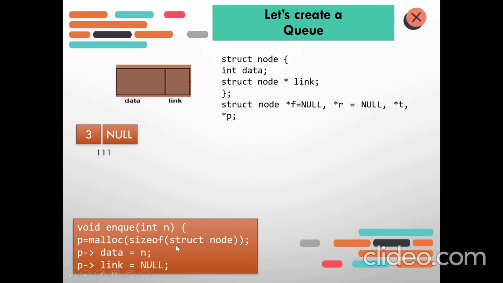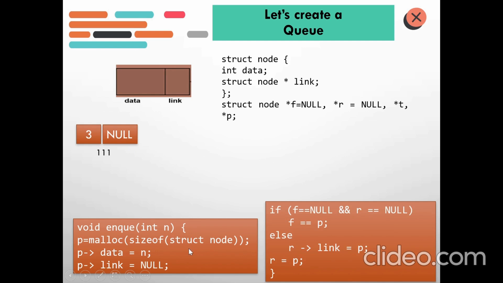Now the enqueue function would not end here. We will need to check certain things. Let us go to that. So here I am saying if f is equal to null and r is equal to null, that means both the pointers front as well as rear are pointing to null, right?